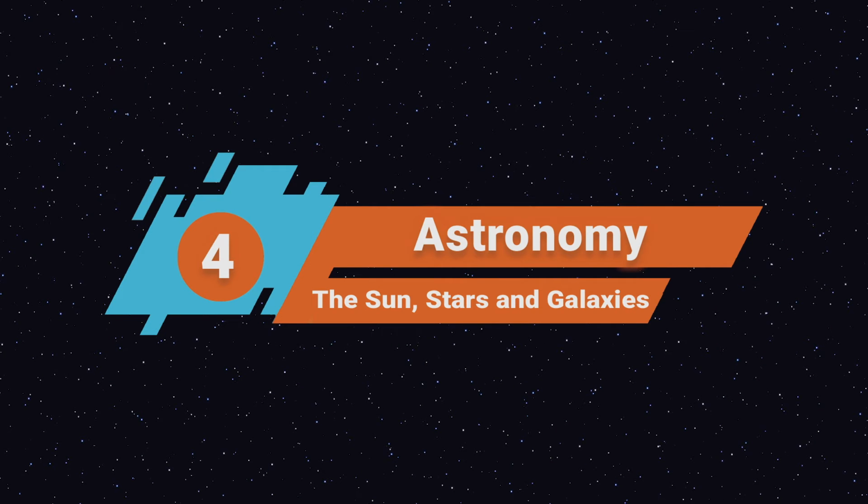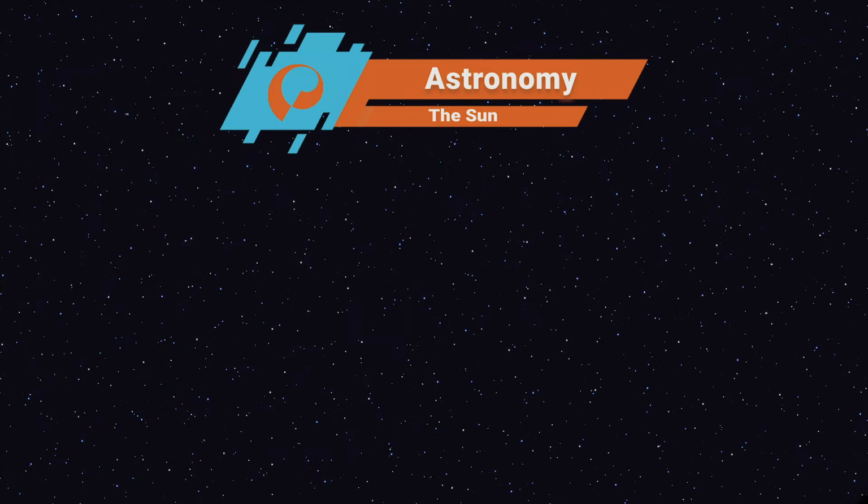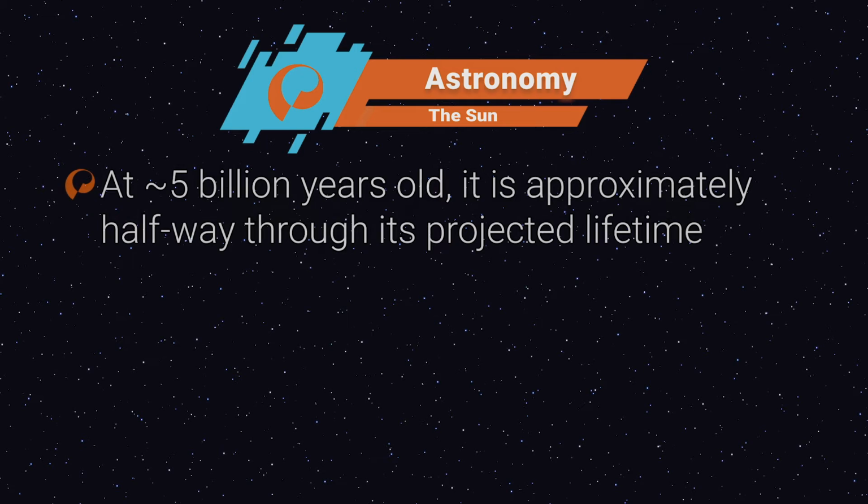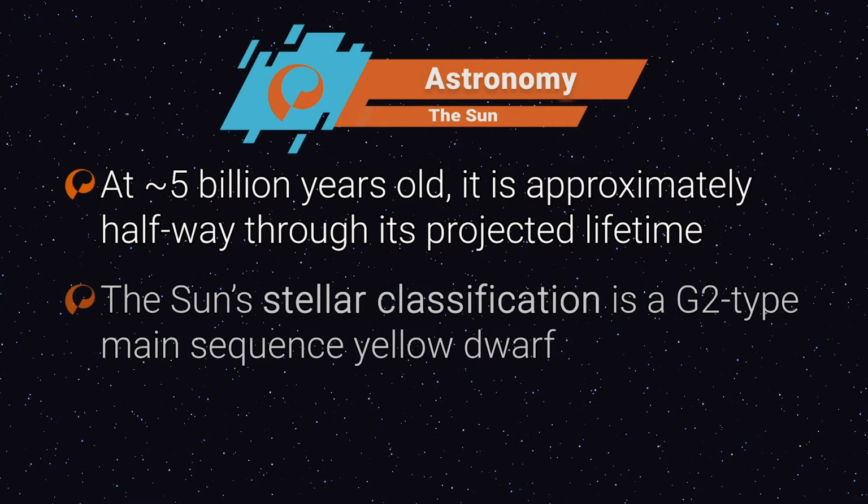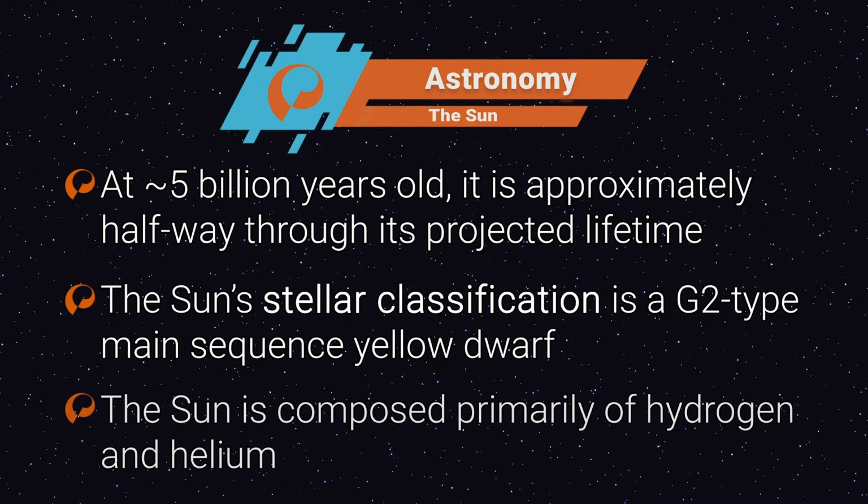Part 4. The Sun, Stars, and Galaxies. Our Sun is a typical star. At approximately 5 billion years old, it is approximately halfway through its projected lifetime. The Sun's stellar classification is as a G2 type main sequence yellow dwarf. The Sun is composed primarily of hydrogen and helium.